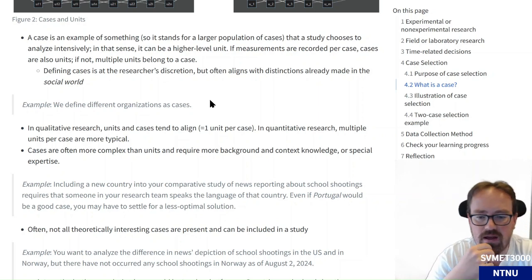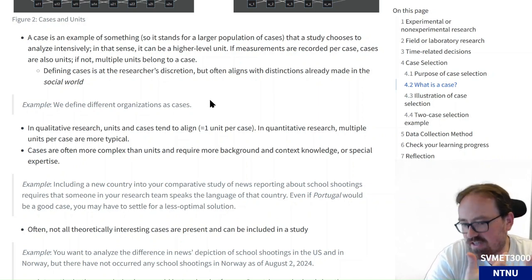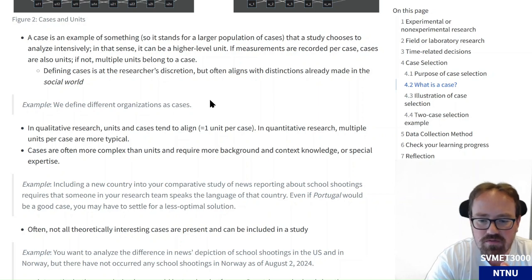If you, for example, want to include a new country into a comparative study of news reporting about school shootings, you usually need someone in your research team that speaks the language of that country. Otherwise, you can't really analyze the news reporting. And even if you have a translation software that works well, you often need the cultural background of the country to really understand what's going on.